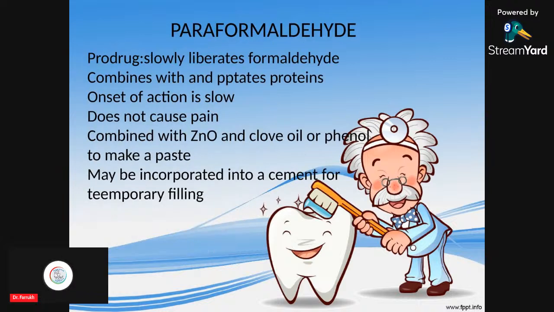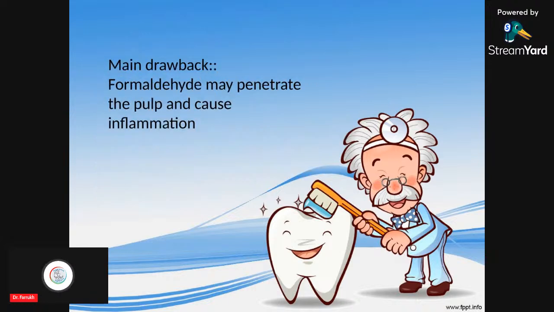Okay, paraformaldehyde. Basically, it is a product that slowly liberates formaldehyde, which combines with and precipitates proteins. Okay, onset of action is very slow. It does not cause pain. Combine with zinc oxide and clove oil or phenol to make a paste. May be incorporated in a cement for temporary filling. So paraformaldehyde can basically be incorporated in a cement for temporary filling.